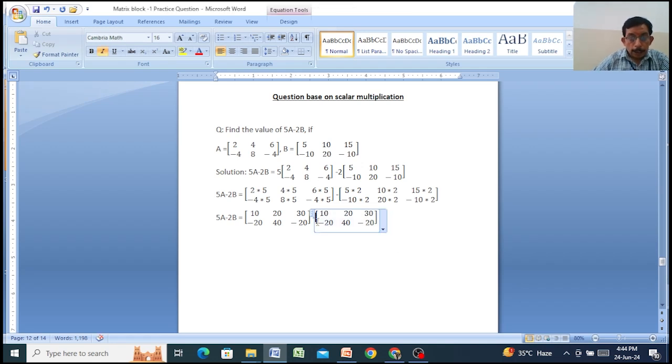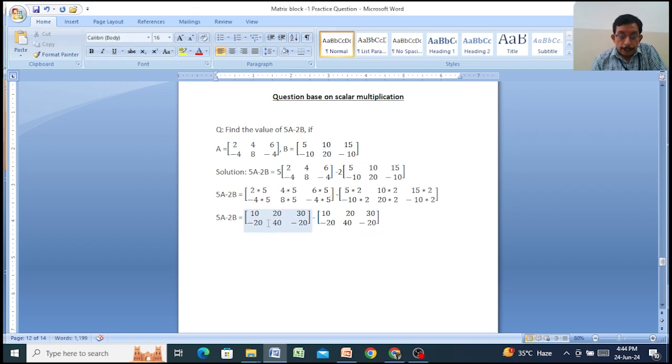This is the scalar multiplication. Now the subtraction of the matrix. These two matrices are subtracted. Now we find out the subtraction of the matrix in the next step. Subtraction of the matrix.